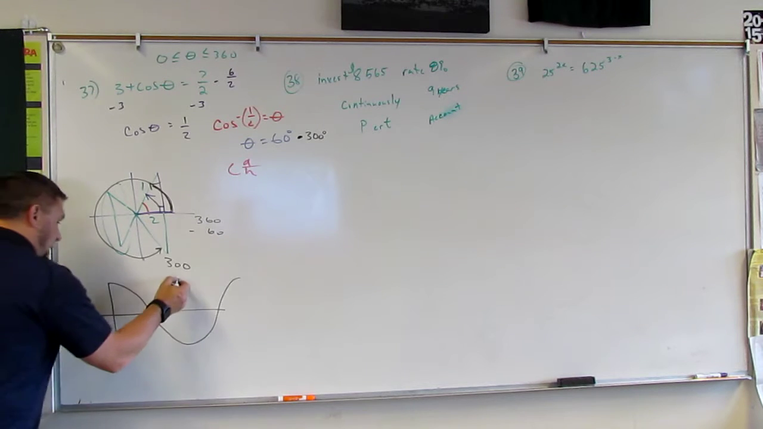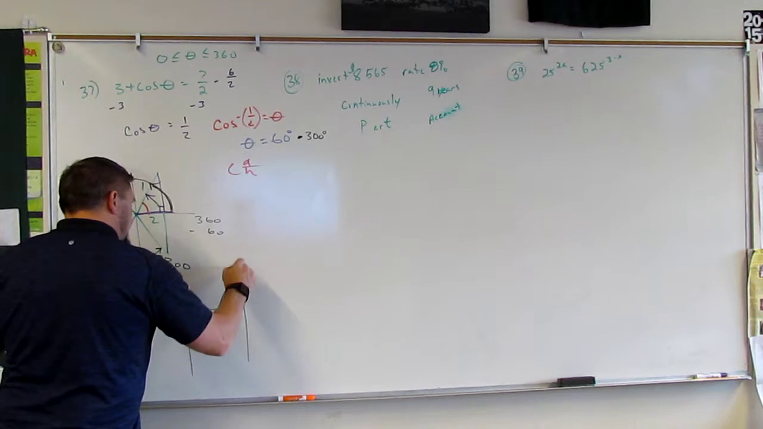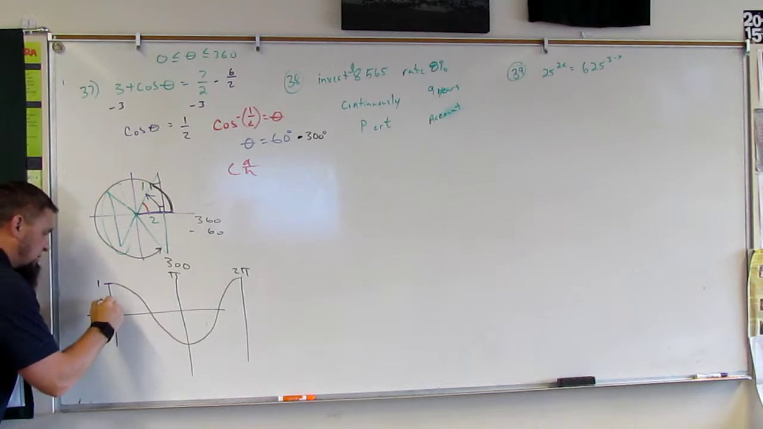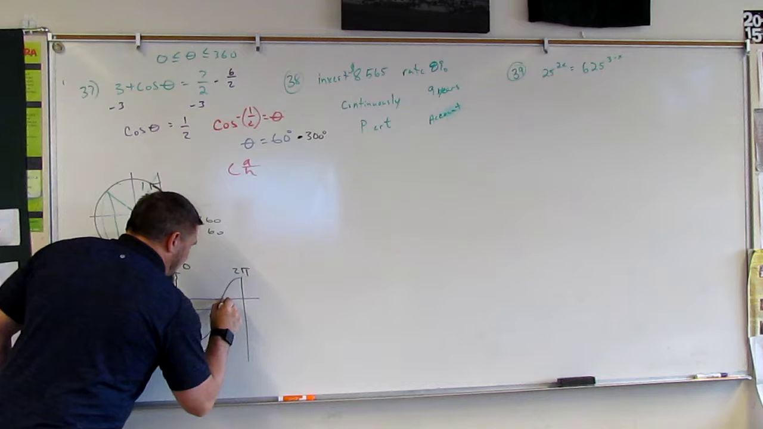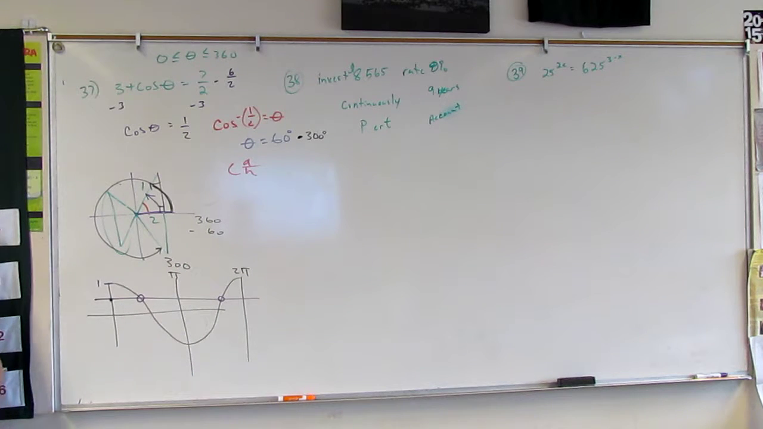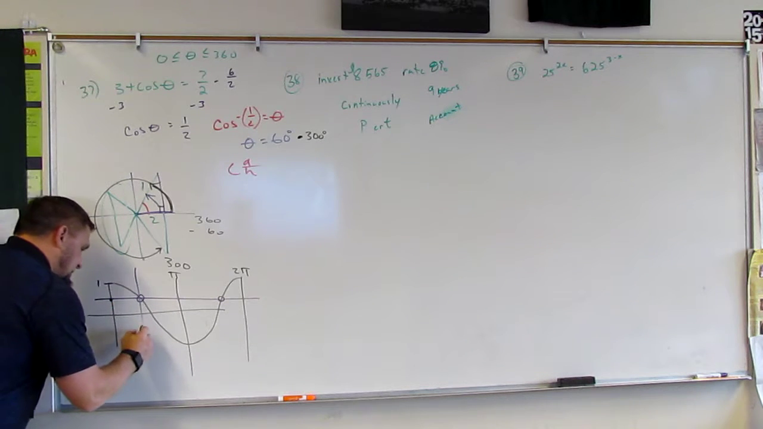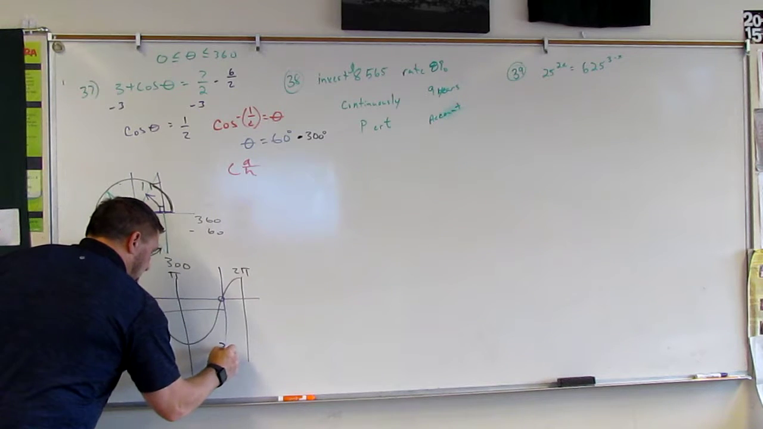If we look at that, this is pi, and this is 2 pi, a full circle. What I'm trying to say here is this: this 1/2 is right here, because this is 1. So at 1/2, how many times is it going to hit? It's going to hit twice. Once at 60 degrees, and the other time at 300.